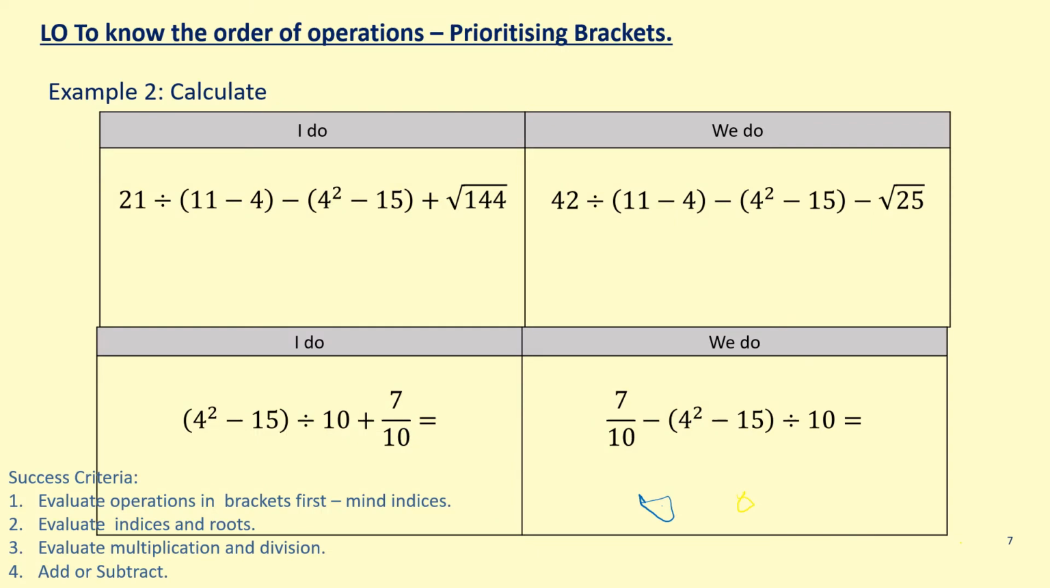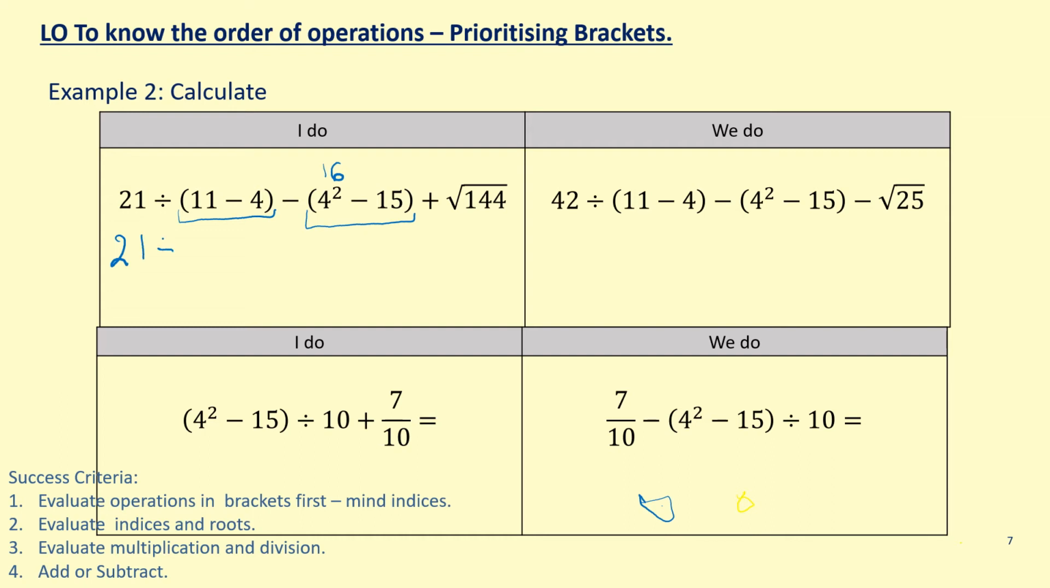All right. Okay, so let's do some more examples. So let's have a look at this I do. We have brackets in here and in here, and this is what we are going to evaluate first. Now, mind the indices means if we've got a number with an index, so for example, like this 4 squared inside the bracket, we need to do it first.